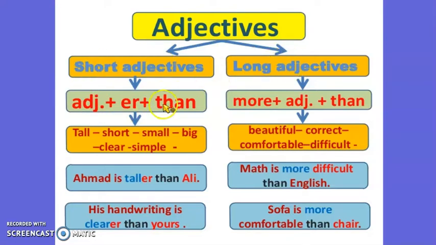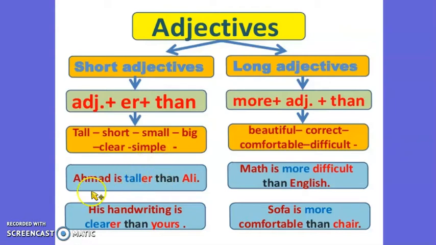For the short adjective, we add er plus than. For example, here we have short adjectives. Tall, taller than. Short, shorter than. Small, smaller than. Big, bigger than. Clear, clearer than. Simple, simpler than.